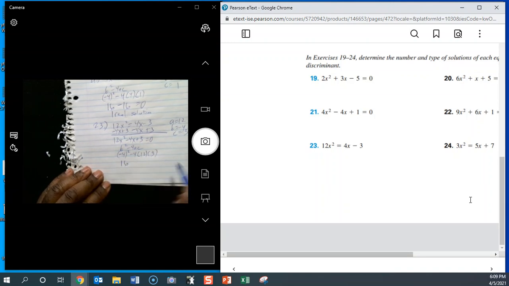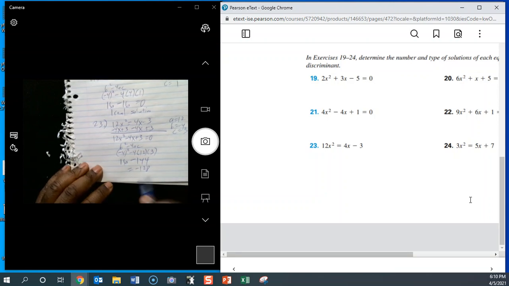So this will give us 16. Negative 4 times 12 is a negative 48, times 3 is a negative 144. So 16 minus 144 is a negative 128. So our answer is negative. So it's two complex solutions.